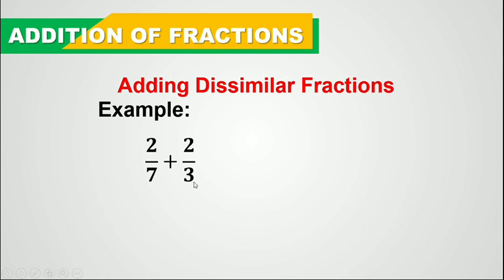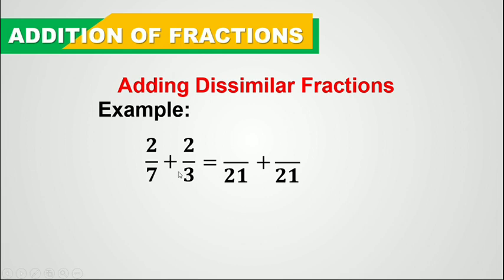So the number that is both divisible by 7 and 3, so the lowest number or the lowest common denominator or LCD is 21, because 21 is both divisible by 7 and 3, and this is also the lowest number which is divisible by these two denominators. So let's do the process. So let's divide the LCD by each of these denominators.